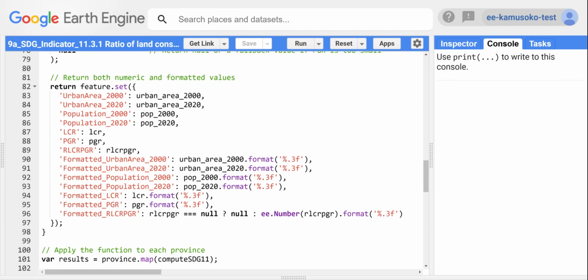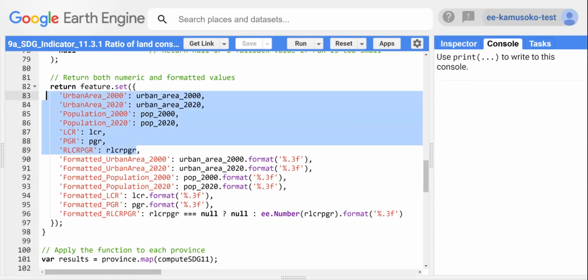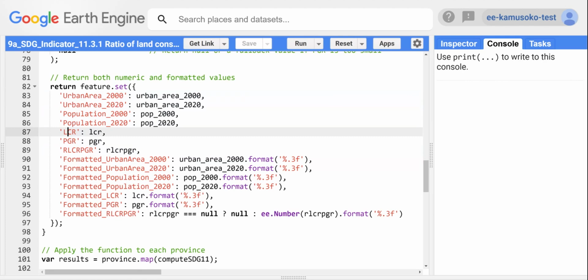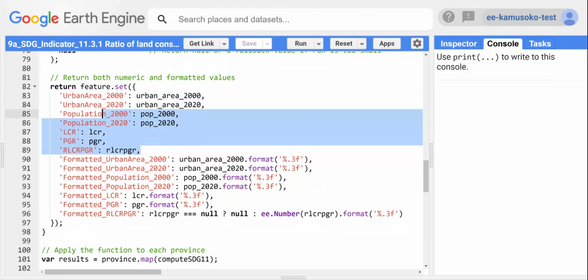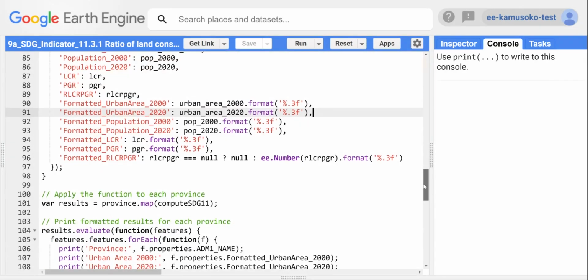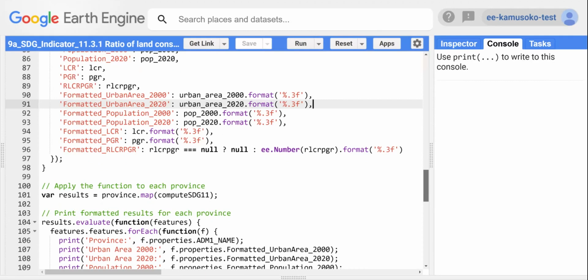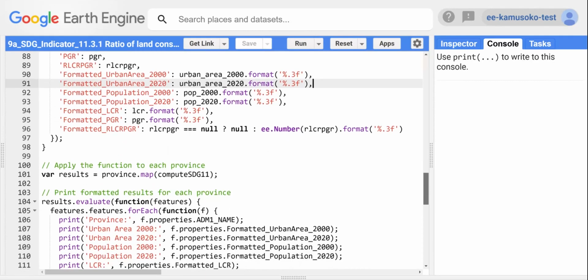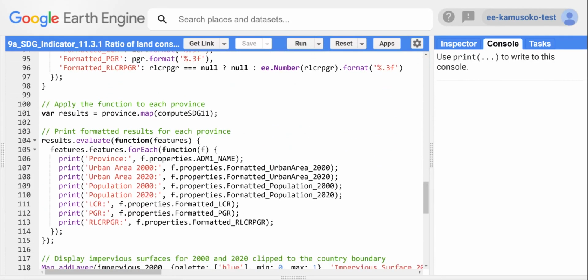reformat the numbers. So here we have the original urban area and population area, and then the rates that we have calculated. So they are in their raw form. So we would want to reformat them to at least 3 decimal places. So this is quite good so that we don't have such big numbers with many decimal places. Right, and then we are going to have our results.